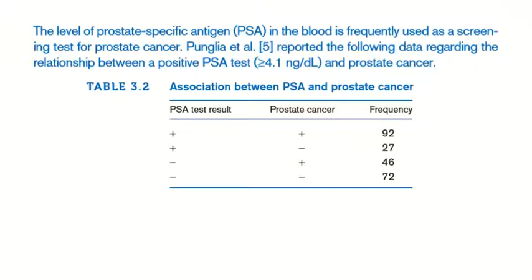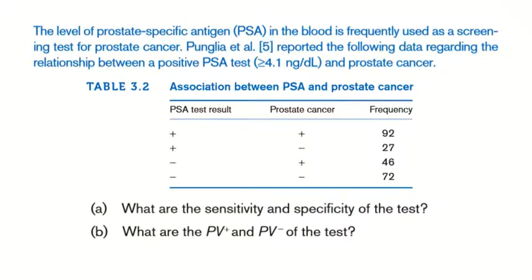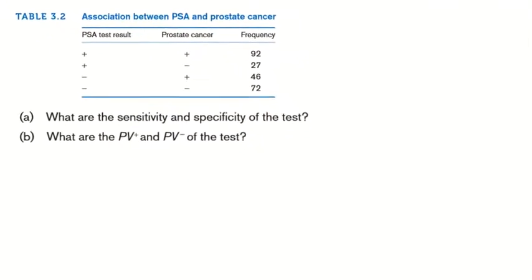Now let's try this problem. The level of prostate-specific antigen or PSA in the blood is frequently used as a screening test for prostate cancer. Okay, so you have here the data regarding the relationship between a positive PSA and prostate cancer. So, questions. What are the sensitivity, specificity, PV plus and PV minus of the test? Okay, so let's solve this one.